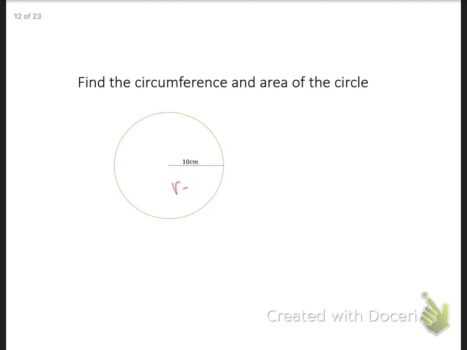Okay, my radius is 10 because that's my center to my outside. So C equals 2 pi times the radius, so 20 pi centimeters. A equals pi times radius squared, so 100 pi centimeters squared.